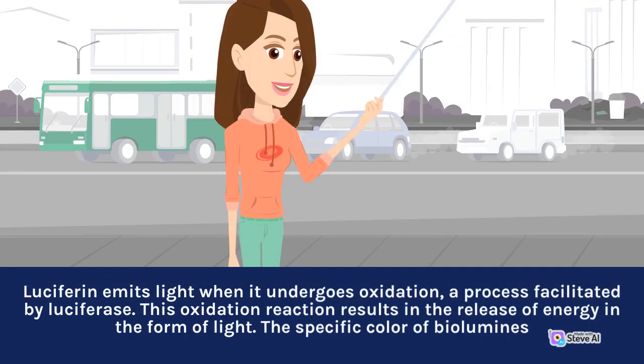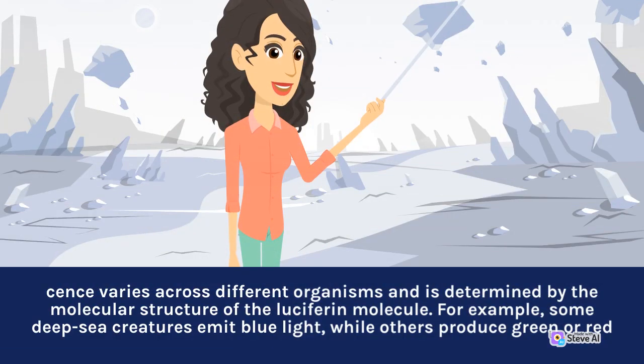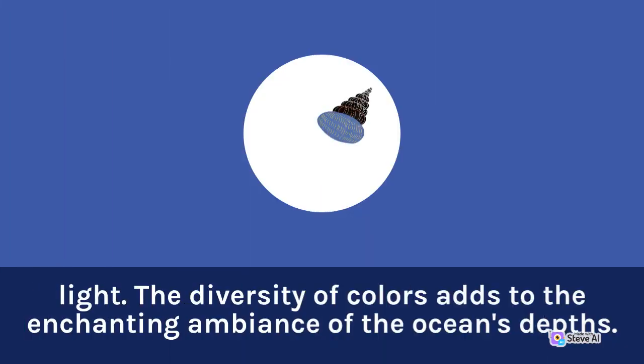Luciferin emits light when it undergoes oxidation, a process facilitated by luciferase. This oxidation reaction results in the release of energy in the form of light. The specific color of bioluminescence varies across different organisms and is determined by the molecular structure of the luciferin molecule. For example, some deep-sea creatures emit blue light, while others produce green or red light. The diversity of colors adds to the enchanting ambience of the ocean's depths.